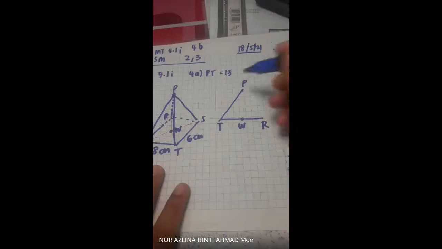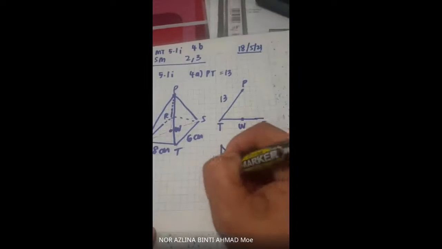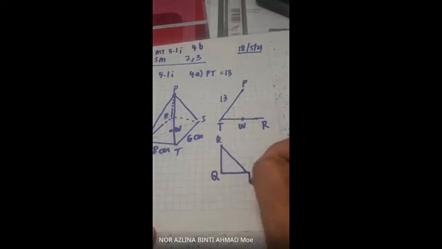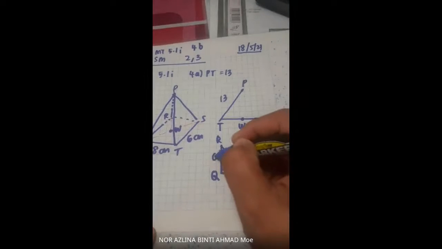PT you get 13. Okay. TR we don't know, but we can use Pythagoras theorem to find TR using triangle QRT. This is 90 degrees. QT is 8 and here 6.